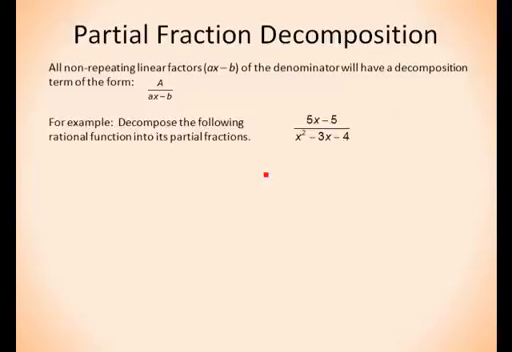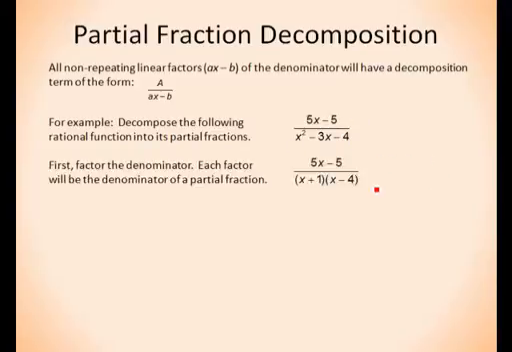For example, let's decompose this rational function into its partial fractions. I need to first factor the denominator. So here it is again. This is my rational function with a factored denominator. Here I see one non-repeating linear factor and another non-repeating linear factor, so each of them is going to have a term of that general form.